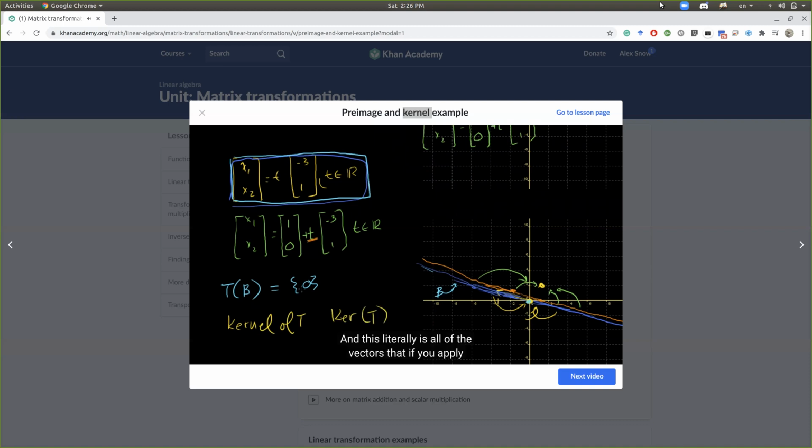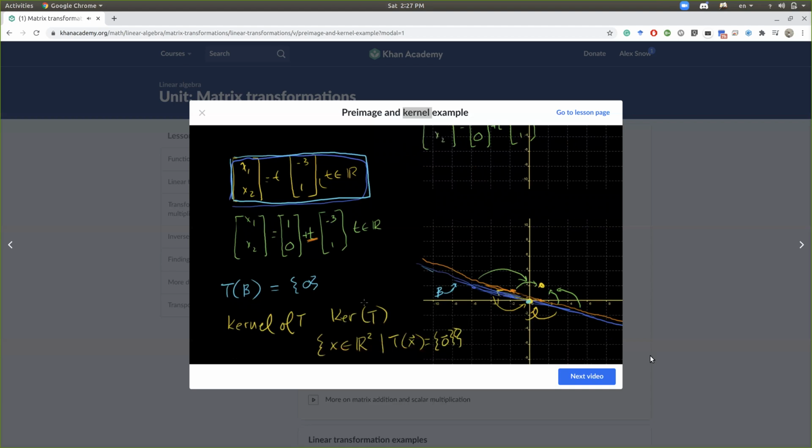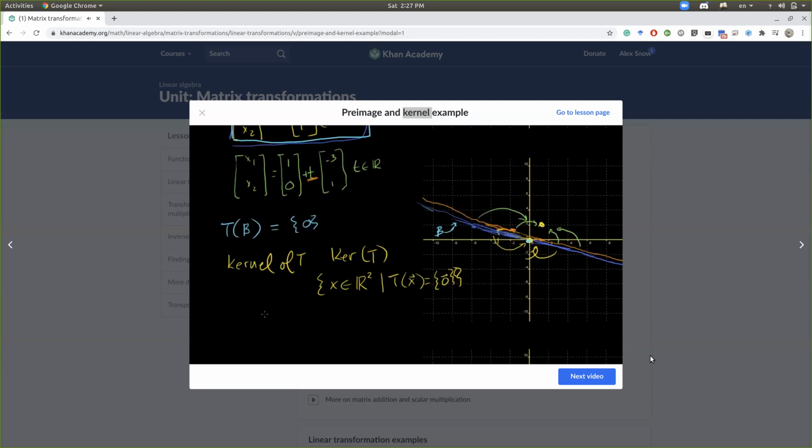And this literally is all of the vectors, let me write it this way, in our domain, which was R2, such that the transformation of those vectors is equal to the zero vector. This is the definition of the kernel. And if our transformation is equal to some matrix times some vector, and we know that any linear transformation can be written as a matrix vector product, then the kernel of T is the same thing as the null space of A. And we saw that earlier in the video. Anyway, hopefully you found that reasonably useful.